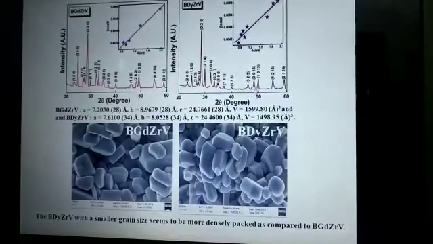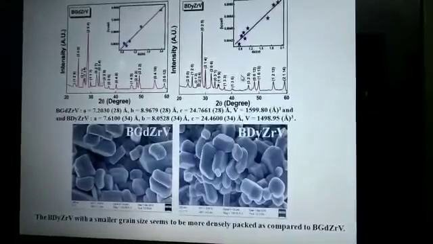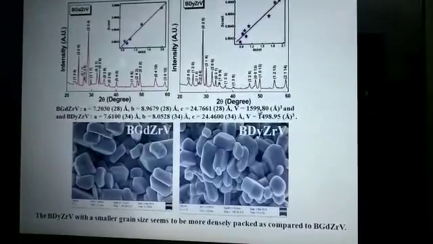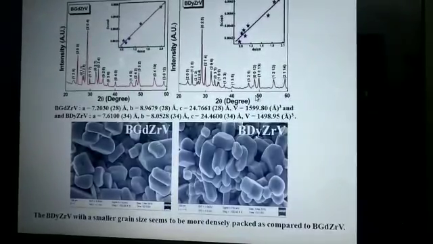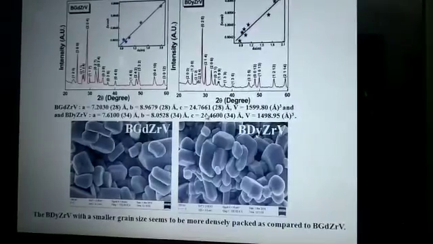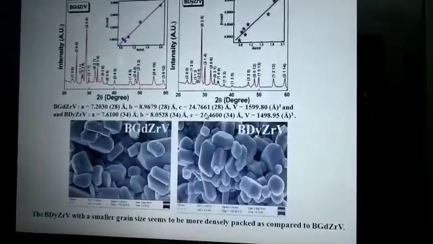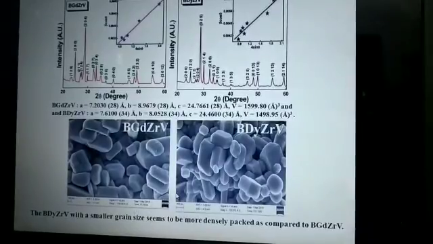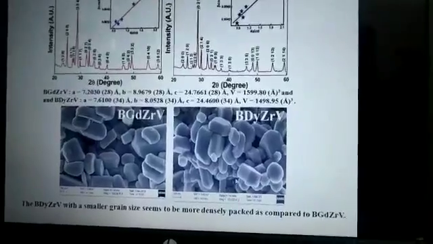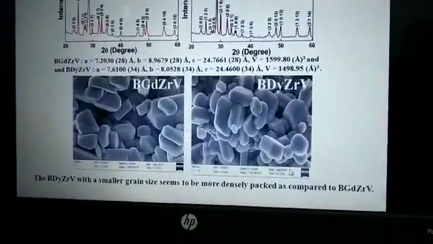This is the room temperature XRD pattern which crystallizes this sample in the orthorhombic crystal system. The substitution of lanthanides increases the a and b parameters and decreases the c. The BDyZrV, with a smaller grain size, seems to be more densely packed as compared to BGdZrV.